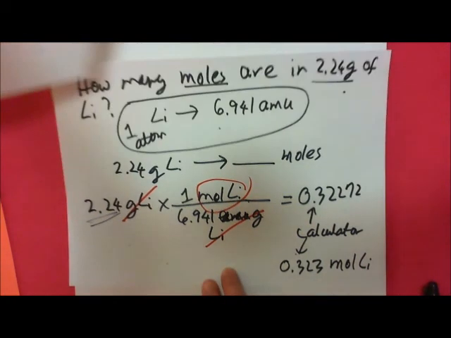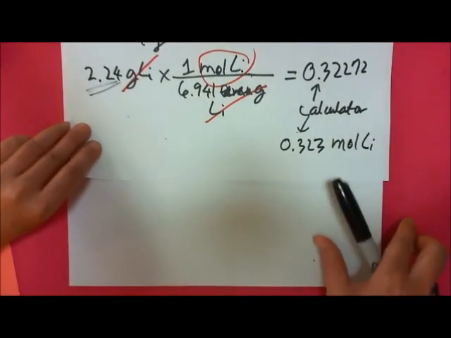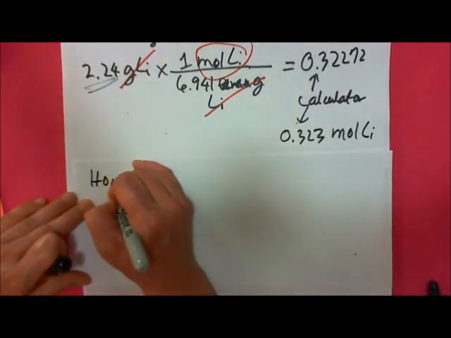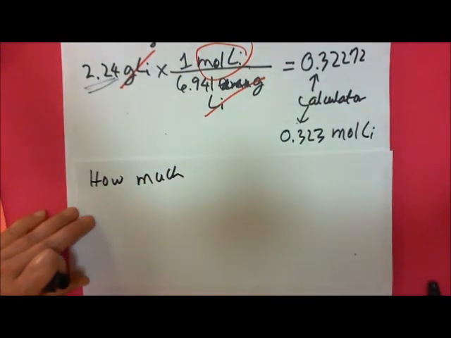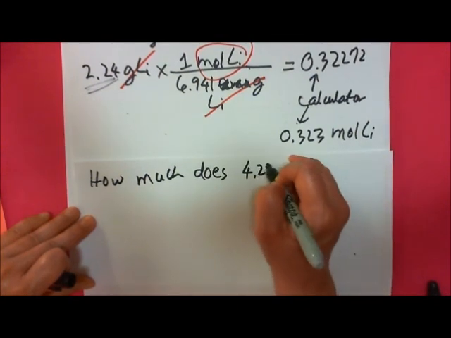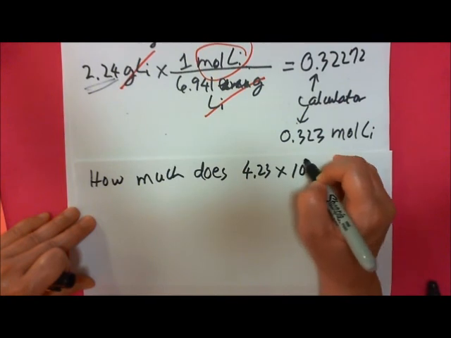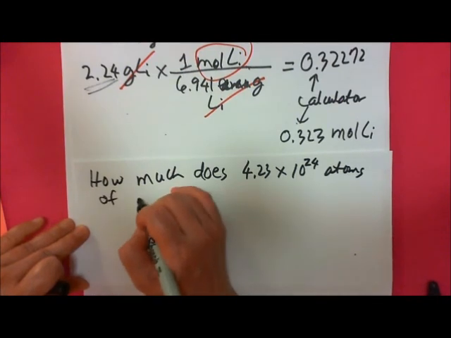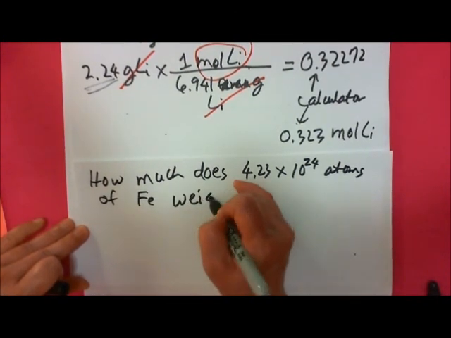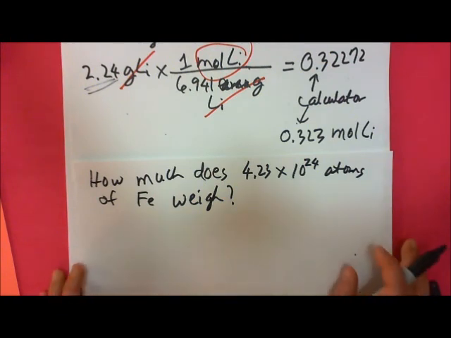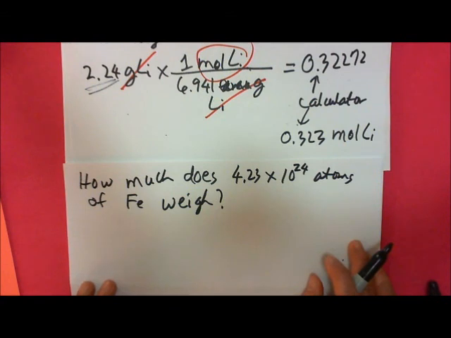So then the other question I could possibly be asked on this kind of material could be, I could ask you the following. So the question is, how much does 4.23 times 10 to the 24th atoms of iron weigh? So there's my question. Okay, so I look at the periodic table and I can see that iron has an atomic mass of 55.85.